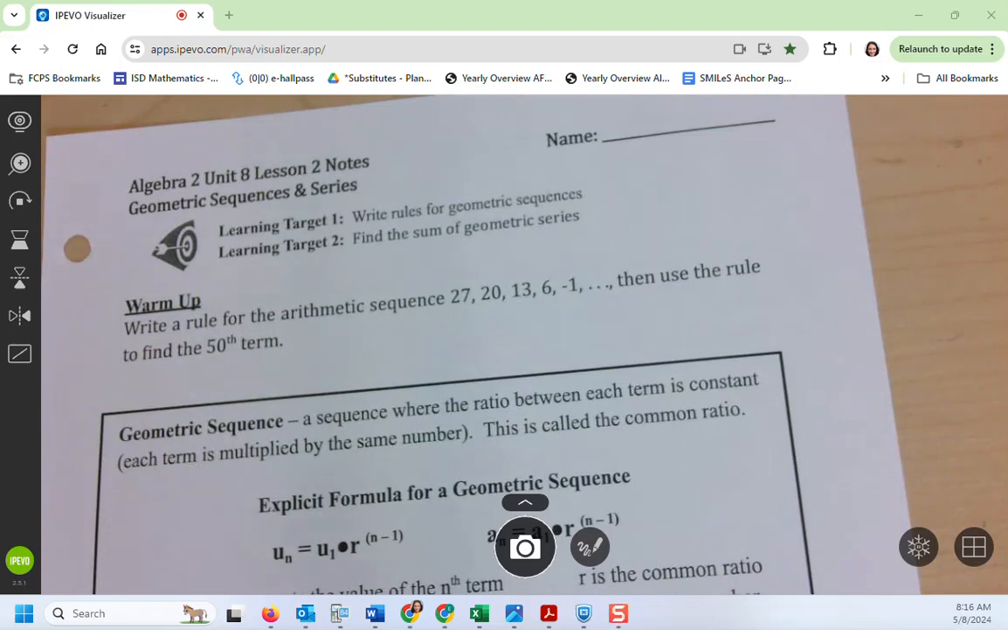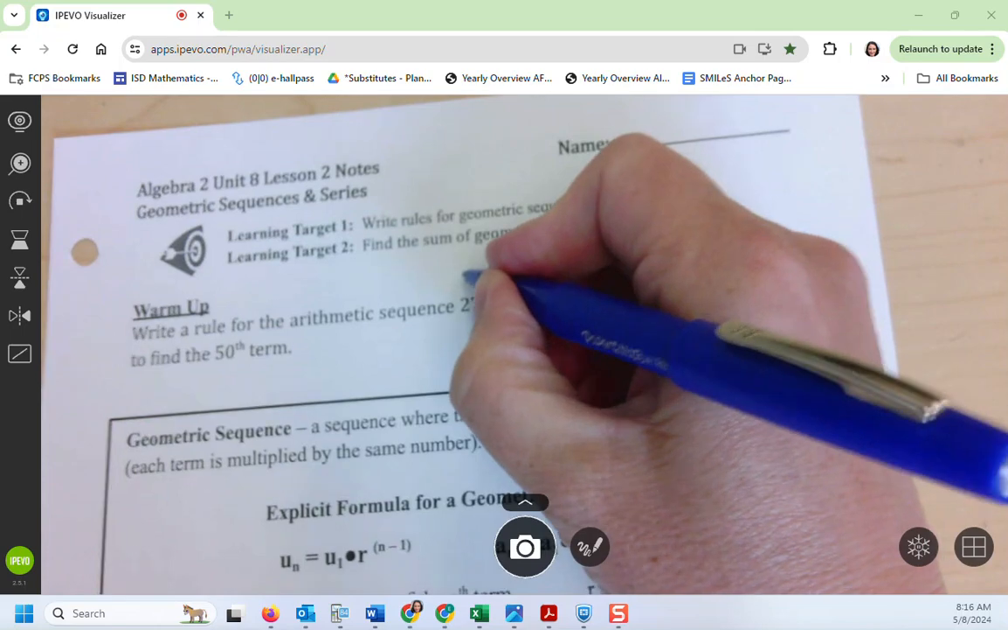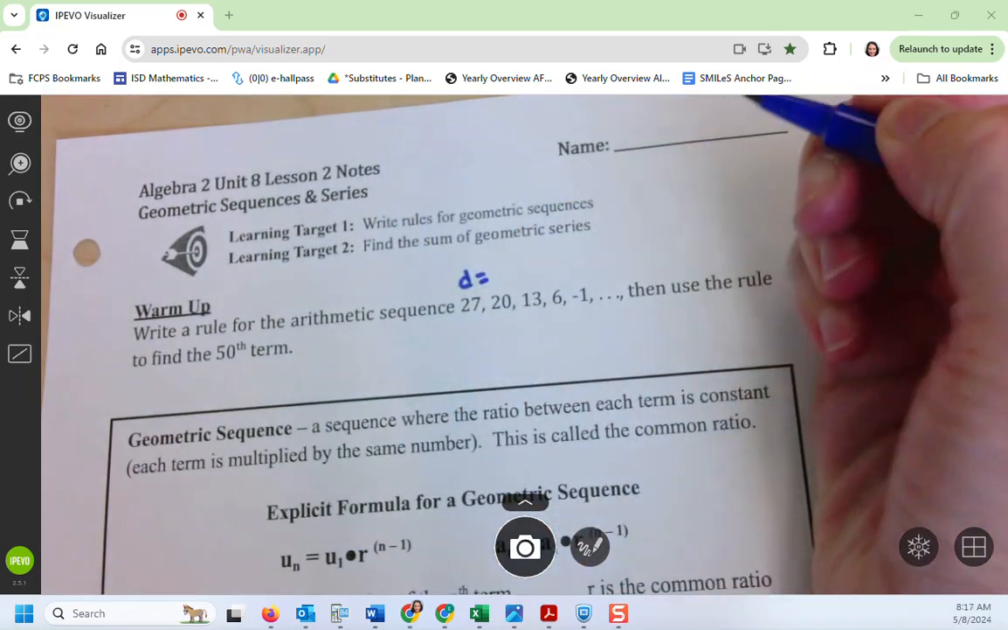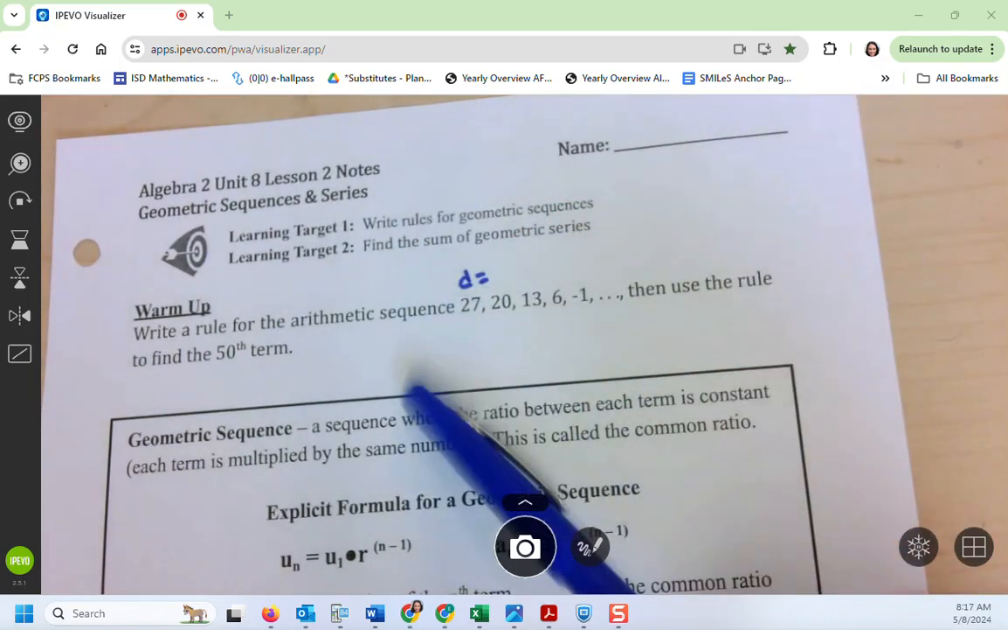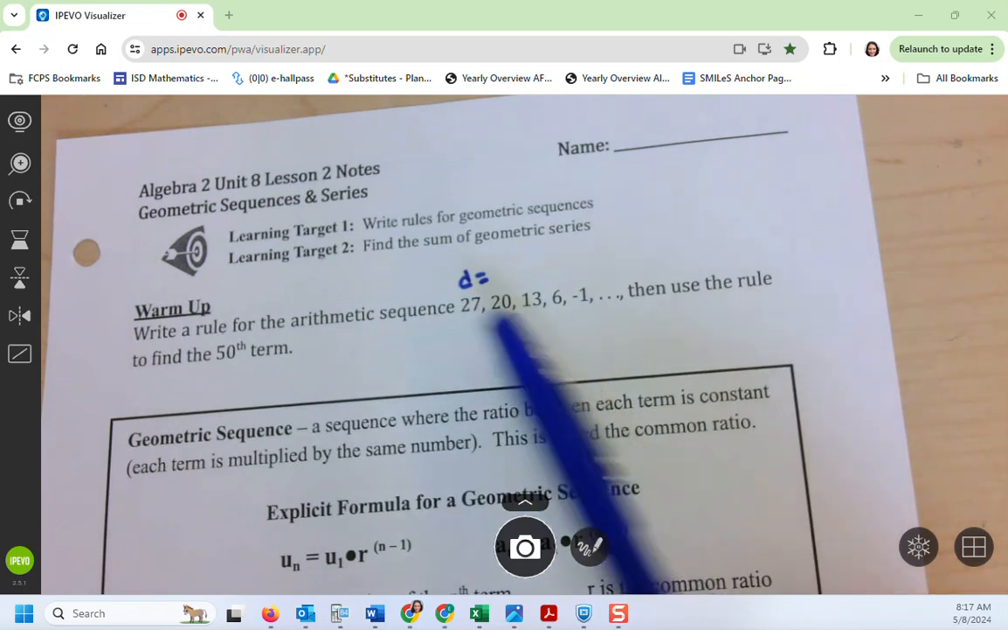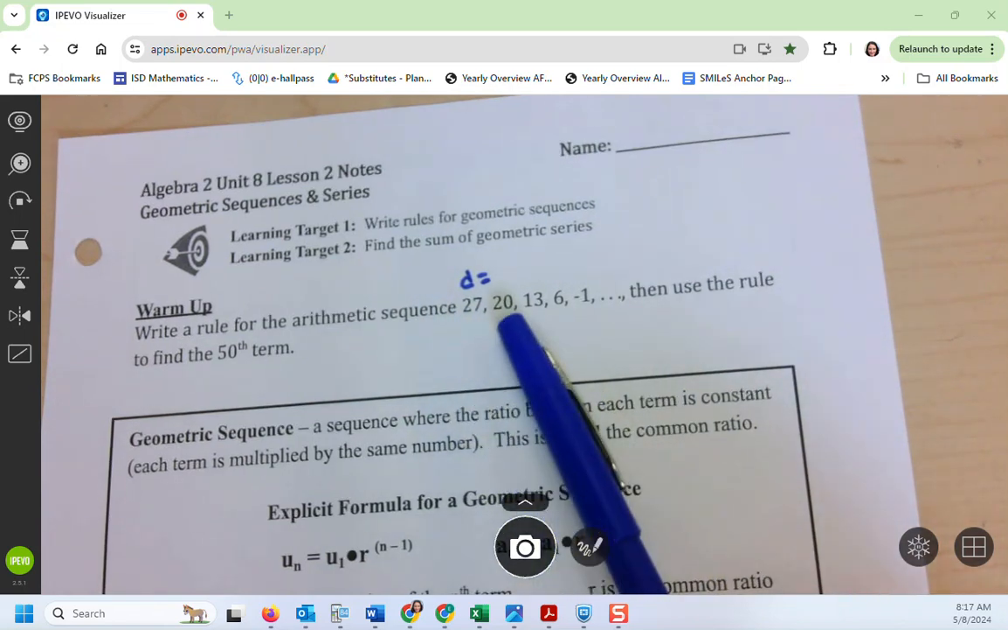Okay, let's look at the example. It says to write a rule for the arithmetic sequence and then use the rule to find the 50th term. So when we write the rule, we don't just say subtract 7. That's not the rule we're looking for here, but it's part of the rule, because subtracting 7 means that D equals what number? Negative 7.